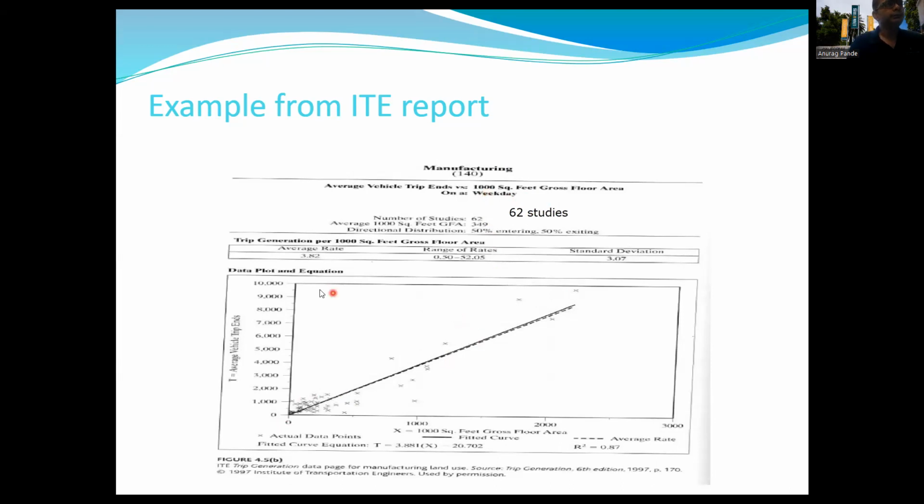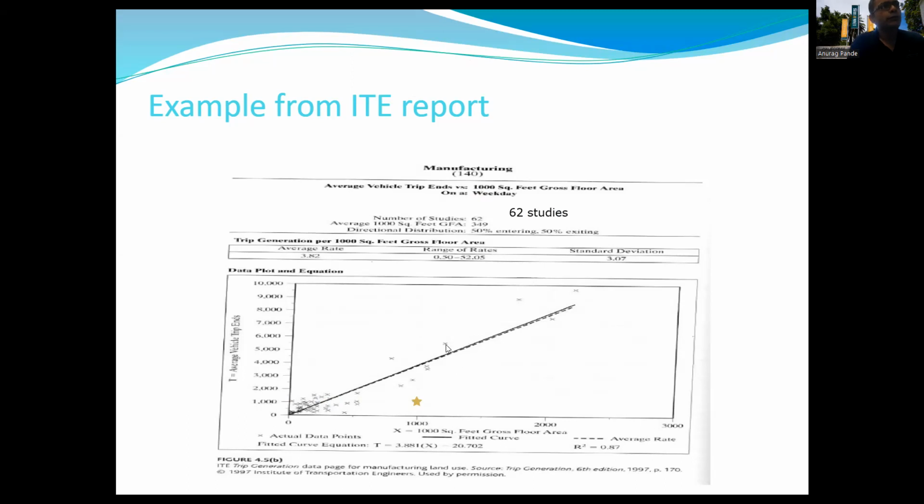And then this chart is basically a regression equation that is estimated using how many trips at those 62 locations were generated. So for example, they observed a facility that had approximately 1,000 square feet of area, and for this point here, it had 1,000 square feet of area, and it was generating about 1,000 trips.